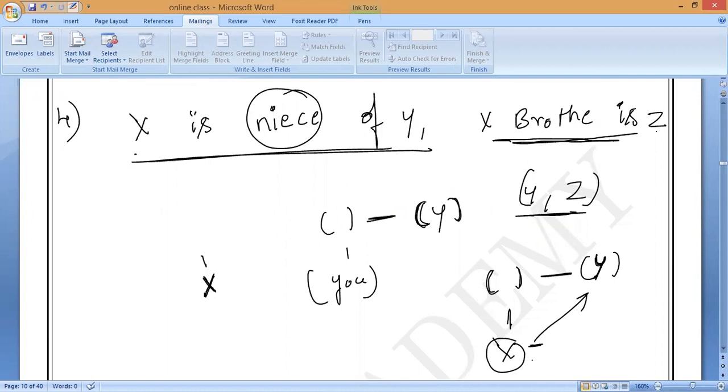X's brother is Z. Brother means which sign? Brother means underscore. Correct. X's brother is Z. Okay. What is the relationship between Y and Z? Z is male or female? Brother means male. So the gender is male. What is the relationship between Y and Z?